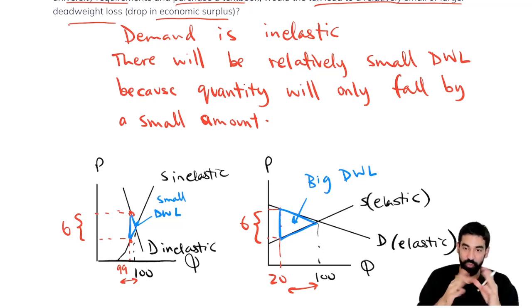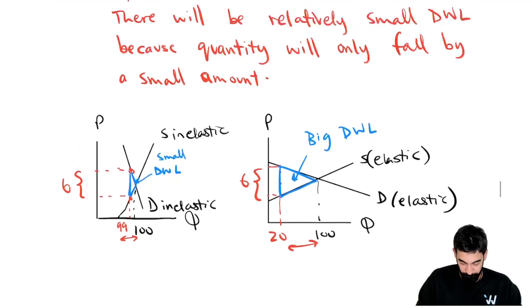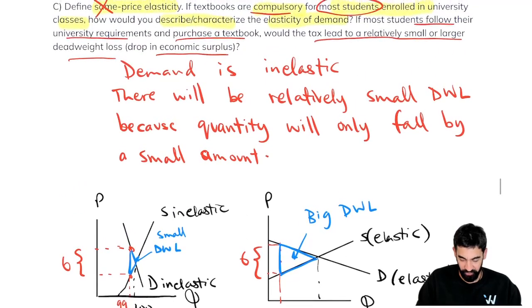If it's more elastic, that means everybody's going to stop buying the Pepsi or the Coke, and there's going to be a big deadweight loss, a big loss to consumers and producers. And that should be enough to get the marks. If most students follow the university, would the tax lead to a relatively small or large deadweight loss? It would lead to a relatively small one, because the consumers are still going to buy the textbook, and so the government will make more tax revenue. Even though the consumers and producers will be unhappy, the government is making a big chunk in tax revenue and the quantity is only falling by a little bit. So only a few consumers and a few producers are losing out.